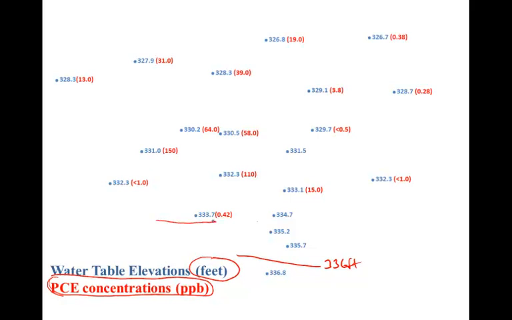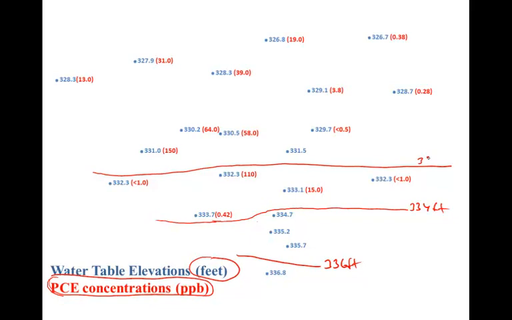It will pass close to 333.7, pass also close to 334.7, but those points need to be on opposite sides of the 334-foot contour. 334.7 is higher, 333.7 is lower, so they're on opposite sides of that contour. 2-foot interval, our next contour is 332 feet. Again, all the points greater than 332 feet will be on one side of our line. All the points less than 332 feet will be on the other side of our line.